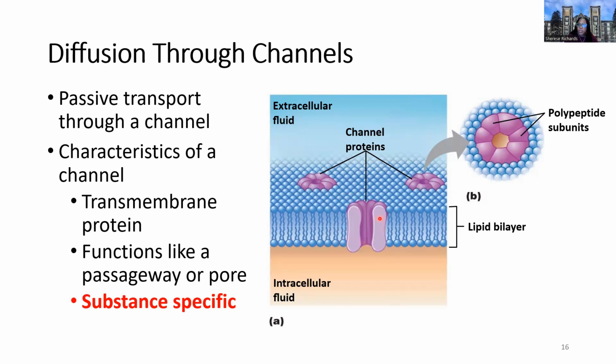Here, the channels are not actively participating in the movement. So they are just standing as a passageway or a pore in the membrane and allowing for the particles to go right through. And these are also going to be substance specific. So only certain types of particles will be able to go through certain types of channels. All right. And here's what the channel looks like up close. So it's basically a polypeptide subunit that is bound to several other subunits that make up this more complex protein, which spans the membrane and acts kind of like a tunnel, if you will, or a passageway that allows the particles to go right through.